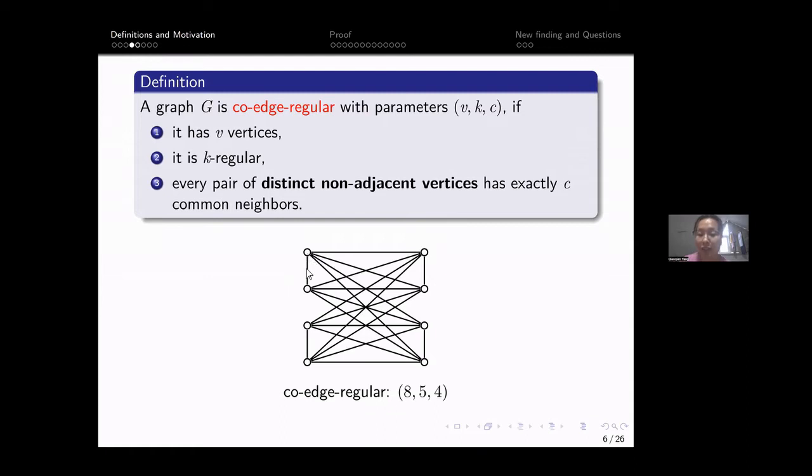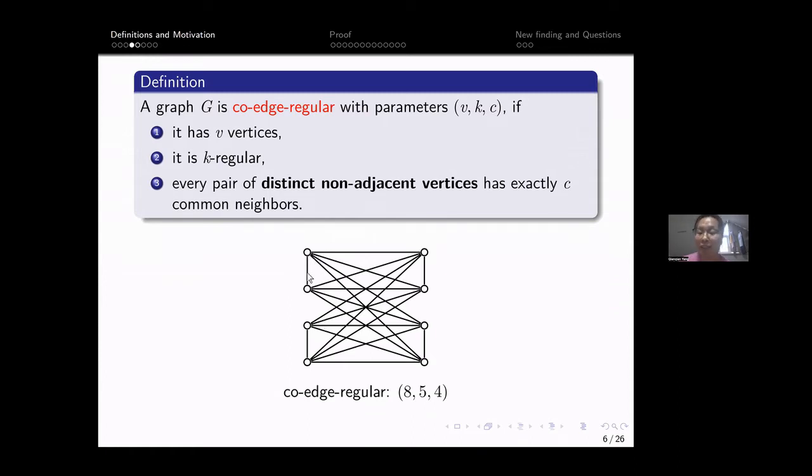It has 1 neighbor on the same side and another 4 neighbors on the other side. And for any 2 non-adjacent vertices, it has exactly 4 common neighbors. So after checking the conditions, we see that the picture here shows a co-edge regular graph. I also want to say that this co-edge regular graph is not strongly regular.